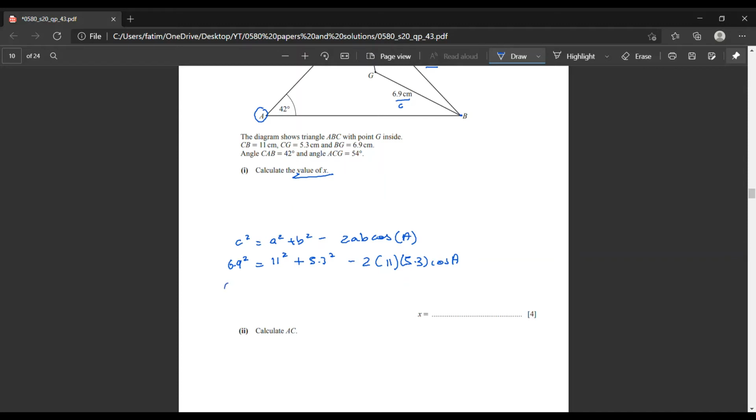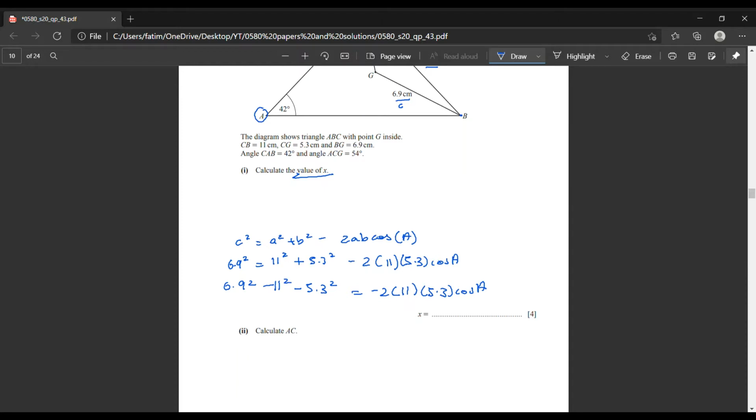So 6.9 square. If I take 11 square plus 5.3 square to that side, the addition or the positives will change to the negatives, right? So it'll become minus 11 square minus 5.3 square. That is equal to negative 2 into 11 into 5.3 into cos A. And then I have to make cos A the subject of the formula.